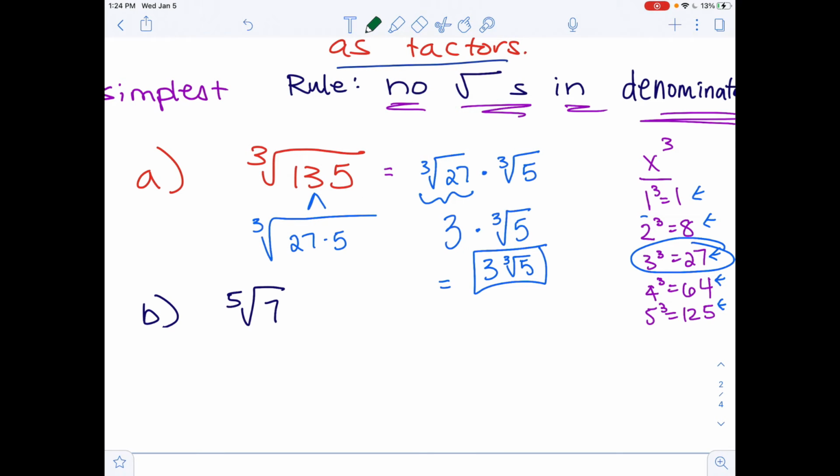And then for this one, this fifth root of 7. Now, I can't do anything with this. There's nothing that can factor down that will give me anything else here. I don't see anything.